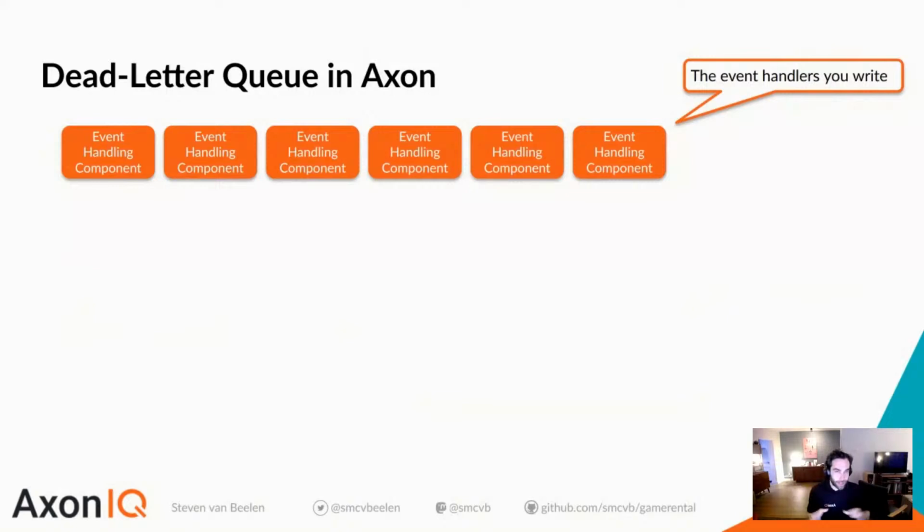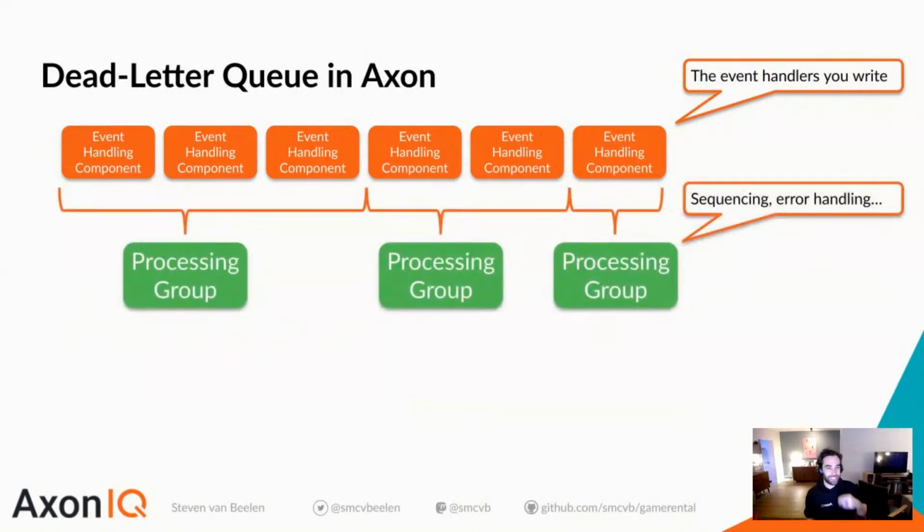Now, these event handling components are grouped in so-called processing groups. It's these processing groups that you can configure, but you don't really build yourself. You don't have to. If you really want to, you can, but it's not a necessity because the framework provides these for you. It's the processing groups that do the sequencing logic specific for parallel processing, where you want events handled in specific sequences. And there's a layer of error handling involved on this layer as well.